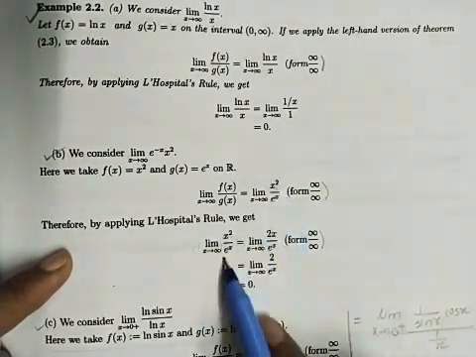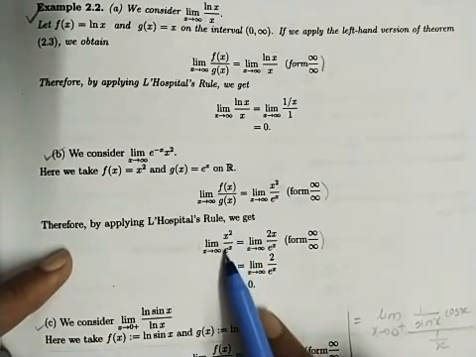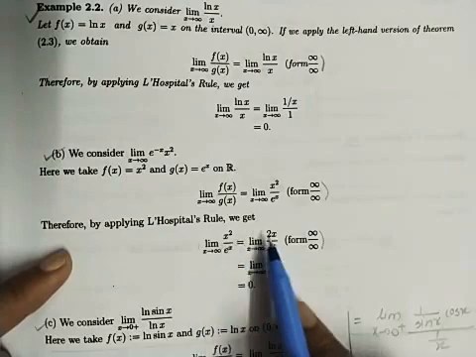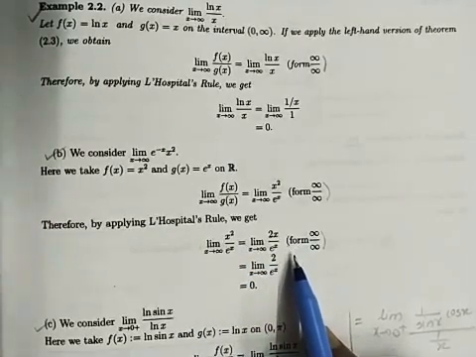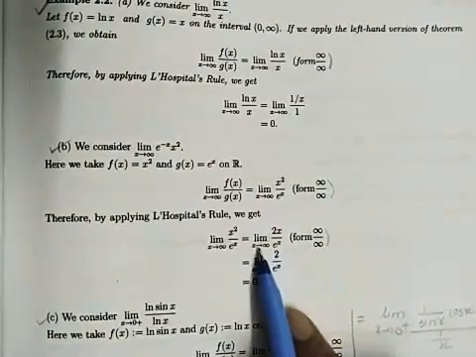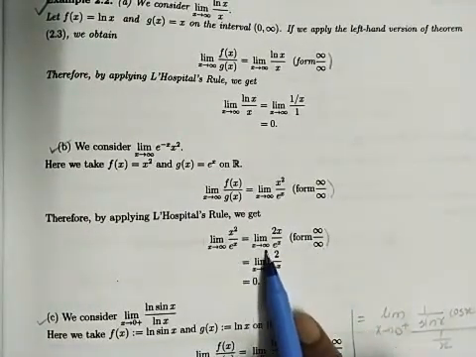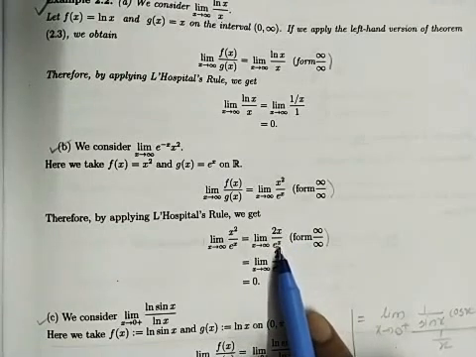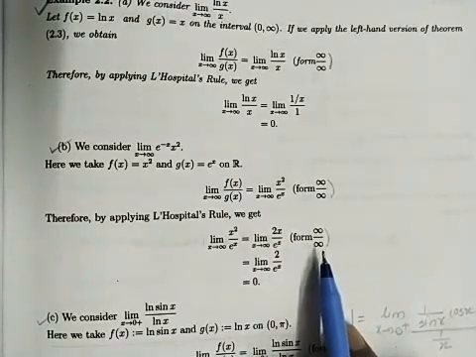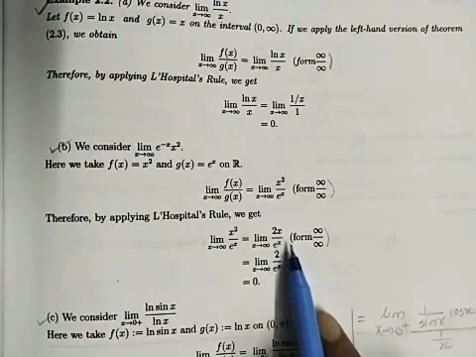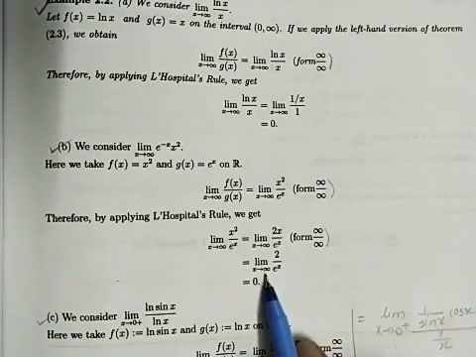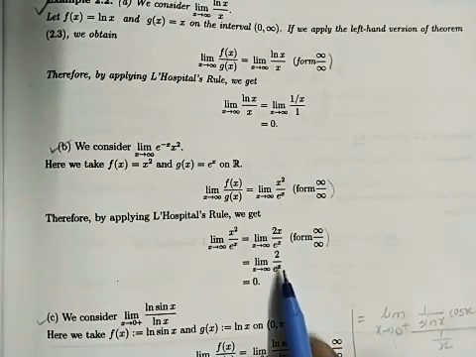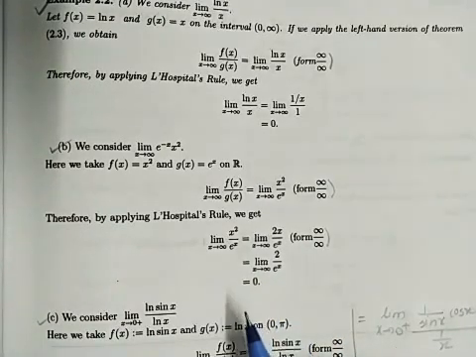So the limit of this function is the same as the limit of taking the derivative of both. Derivative of x square is 2x, derivative of e raised to x is e raised to x. It is again of the form infinity upon infinity. If we apply the limit x tends to infinity, we get infinity here, e raised to infinity is infinity. So we again take the derivative. Derivative of 2x is 2, derivative of e raised to x is e raised to x. Here after applying the limit, we get 2 upon infinity, that is 0.